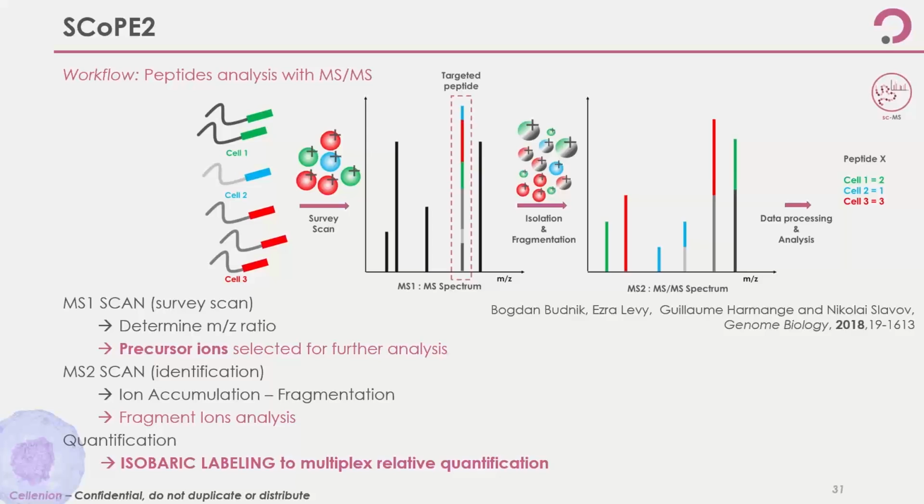And then when the precursor ion is selected for further analysis, the second scan allows the accumulation and fragmentation, and then the fragments can be analyzed. Because all the TMT labels have a different mass reporter, it allows us to say from which cell which peptide fragment was coming. So using TMT labeling allows isobaric labeling to multiplex relative quantification of proteins.